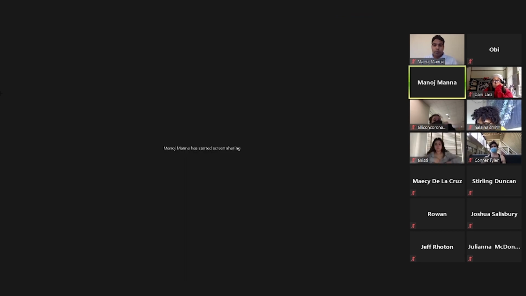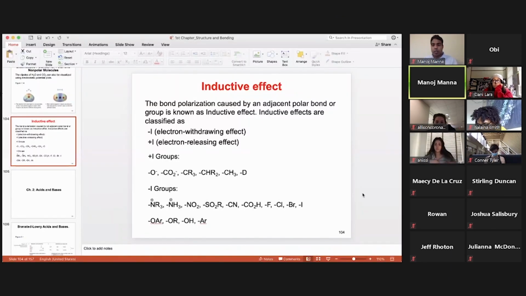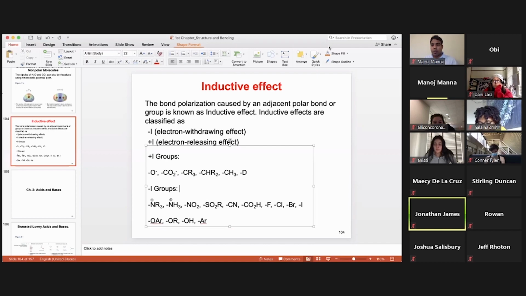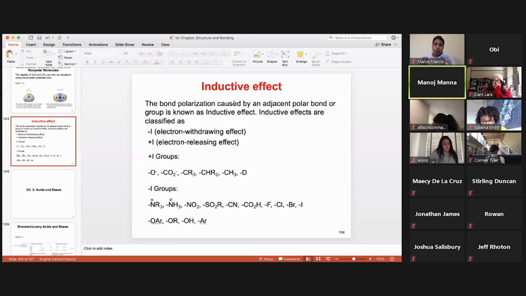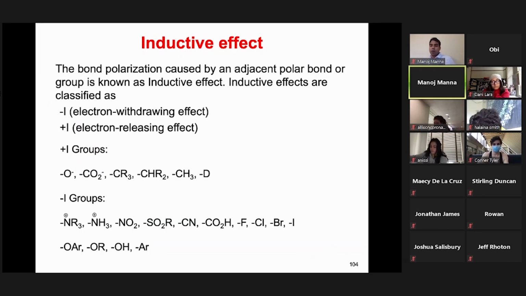So here you go. The dipole moment, the bond polarization caused by an adjacent polar bond or a group, is known as inductive effect. What I'm saying here is that a bond polarization caused by an adjacent polar bond or a group is known as inductive effect, and that can be classified into two: electron withdrawing effect and electron releasing effect.